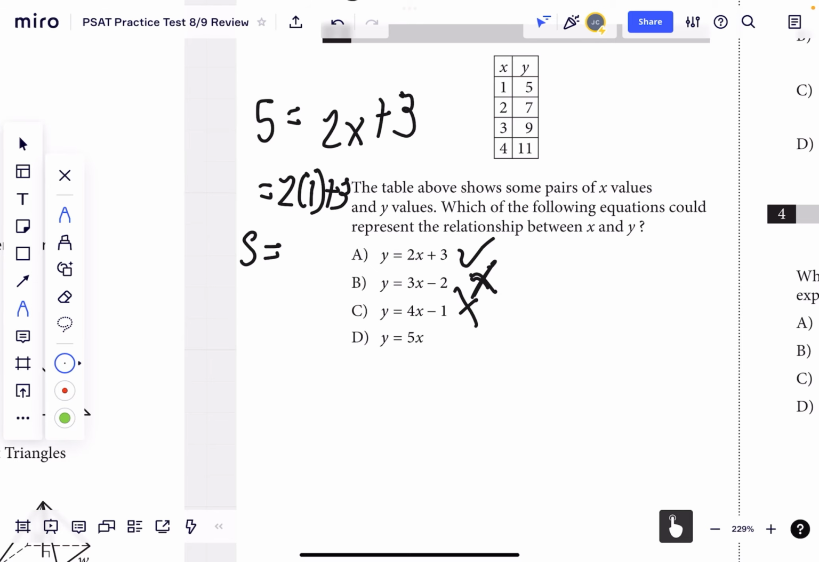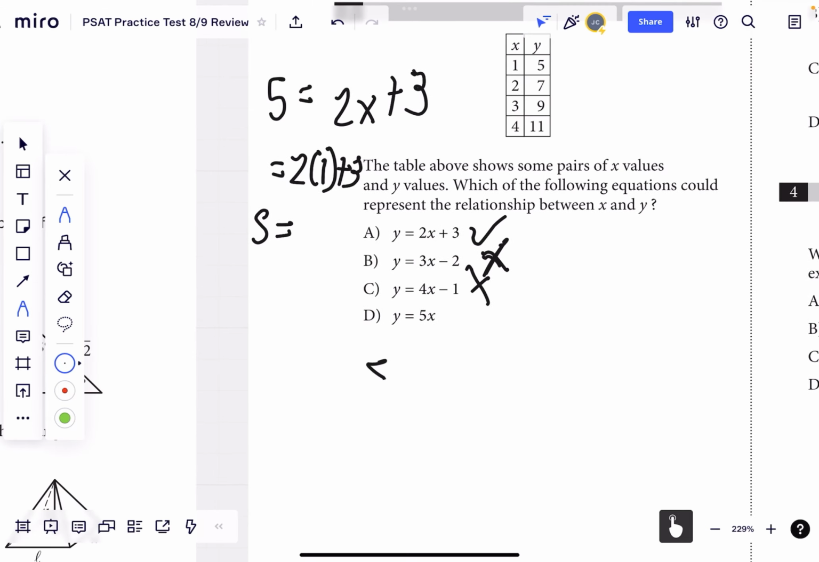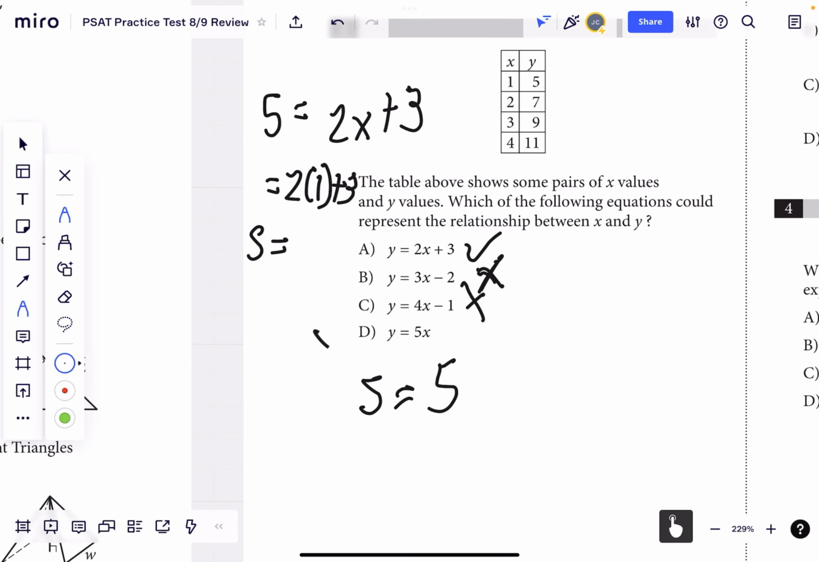Now let's try D. So we do 5 equals 5 times 1, which is 5. So what? We both got the right answer. Here's the thing. We only tested one of the examples.